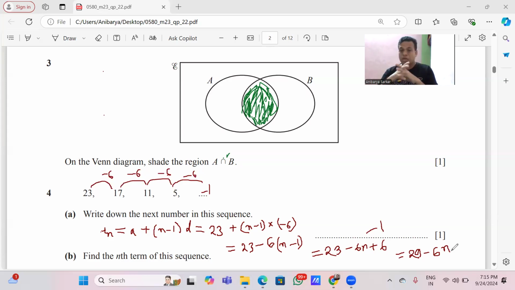And now you can check whether your answer is correct or wrong. If you put n equal to 1, then 29 minus 6 into 1, that is 23, the first number. If you put n equal to 2, 29 minus 6 into 2, 12, 29 minus 12, that is 17. If you put n equal to 3, then 29 minus 18, that is 11. In this way, you can get all the numbers.